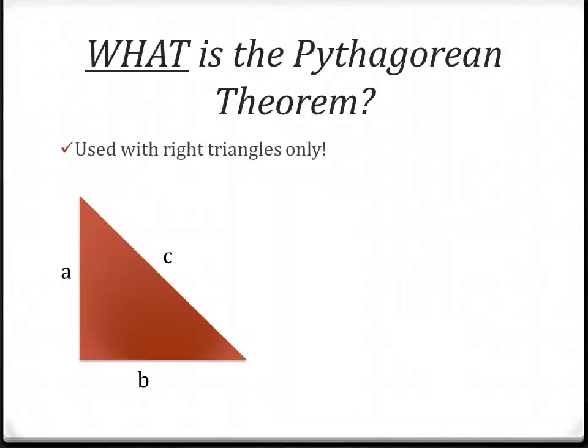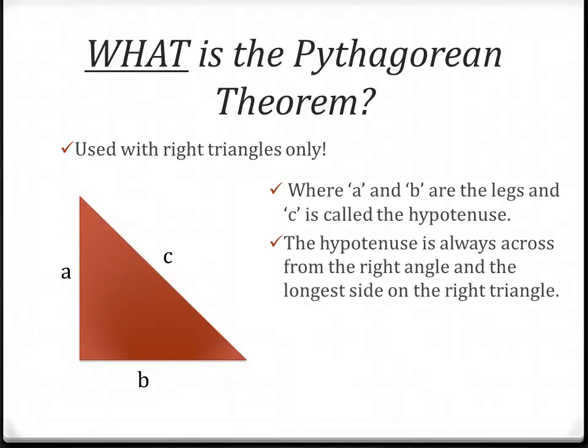It is used with right triangles only, as you can see in the photo. I labeled the legs of the triangle A and B, and the hypotenuse is labeled C. The hypotenuse is always across from the right angle and is also the longest side on the right triangle. Therefore, the Pythagorean theorem states a squared plus b squared equals c squared.